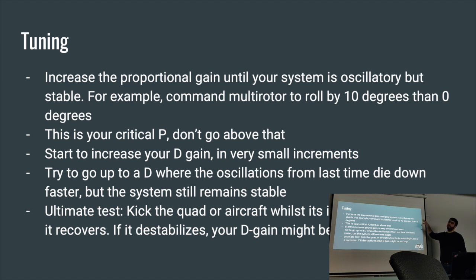If you want the fastest system that you can design, a fast response time, increase the proportional gain until it's oscillatory but stable. Stable meaning it doesn't go all over the place, right?